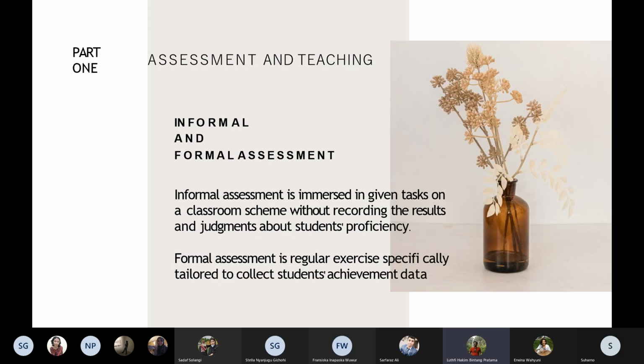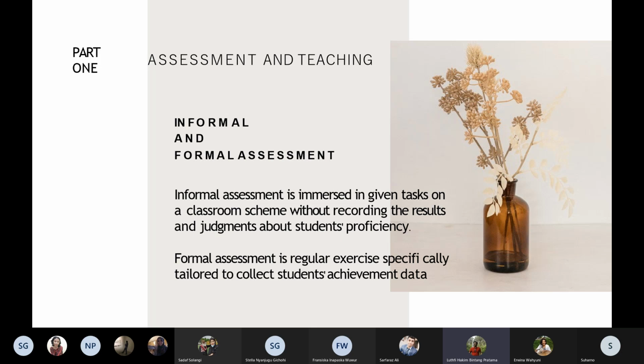First is the assessment and teaching. Louder, please, Lutfi. Okay, sir. Lebih keras. Dekatan dengan mic.